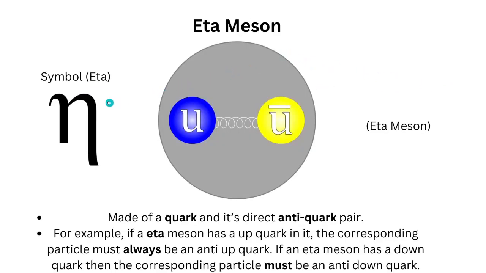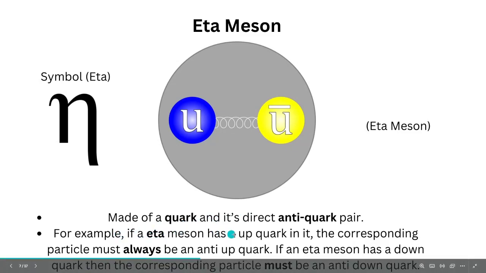Eta. This symbol is eta, and this is just called an eta meson. It's made of a quark and its direct anti-quark pair. For example, if an eta meson has an up quark in it, then the corresponding particle must always be an anti-up quark. If an eta meson has a down quark, then the corresponding particle must always be an anti-down quark.